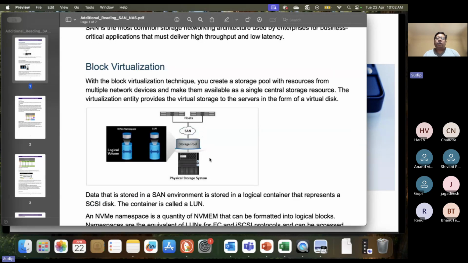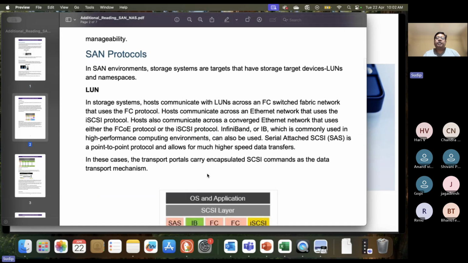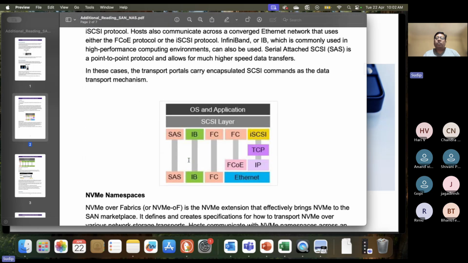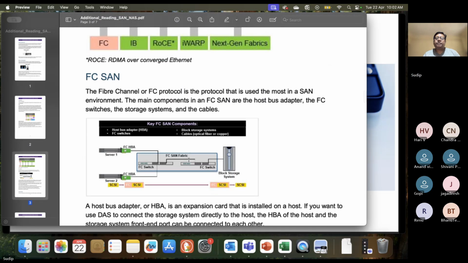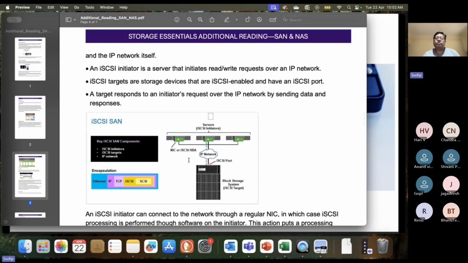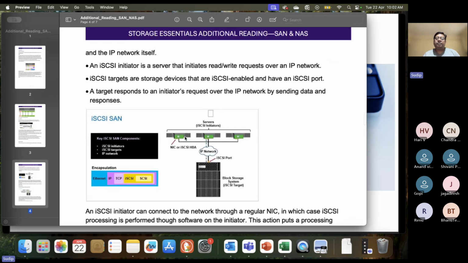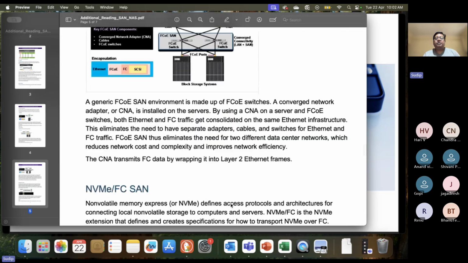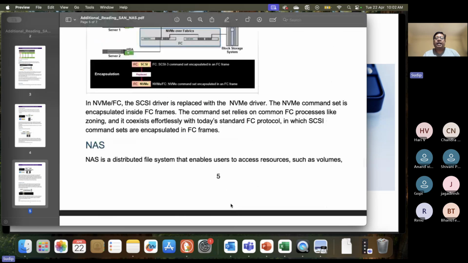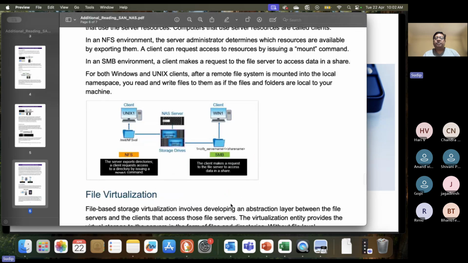Then what is this block virtualization? What is a LUN? We'll talk about these a little later. Starting from tomorrow, what is iSCSI? We'll talk about this later. But just have a read of these things, and we will get into the details of this.